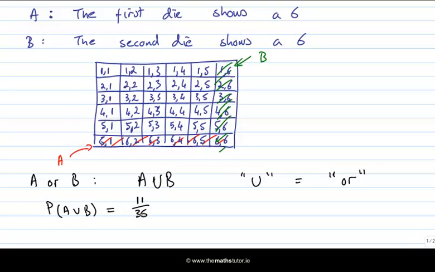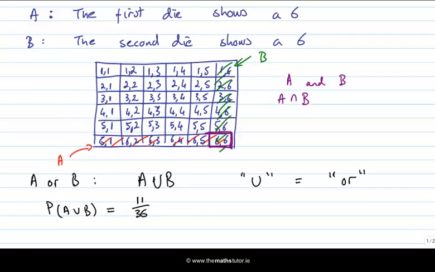But there are other ways that we could combine A and B. We could look at the event consisting of A and B. In other words, the event that the first die shows a 6 and the second die shows a 6. Now we often write that as A intersection B, and you can see why. In this sample space, the event consisting of the first die showing a 6 and the second die showing a 6 is just this square down here. It's the intersection of the green column and the red row.